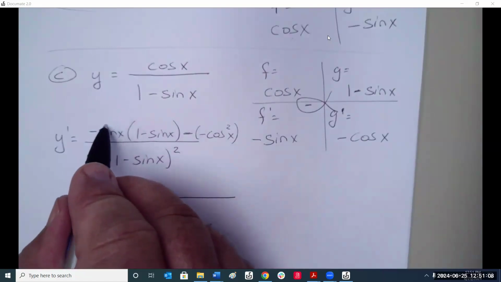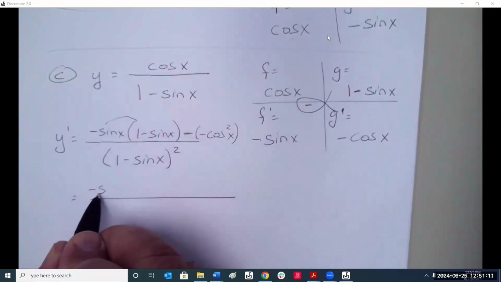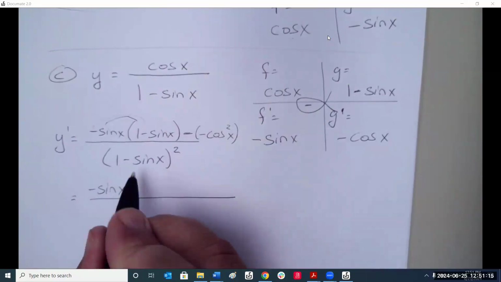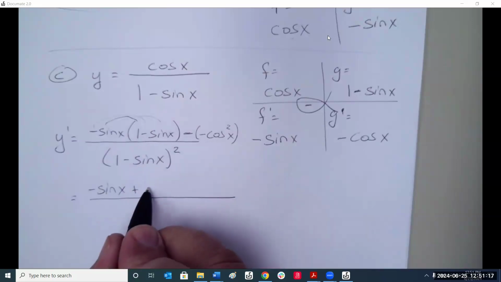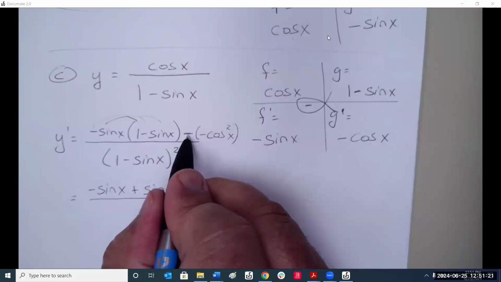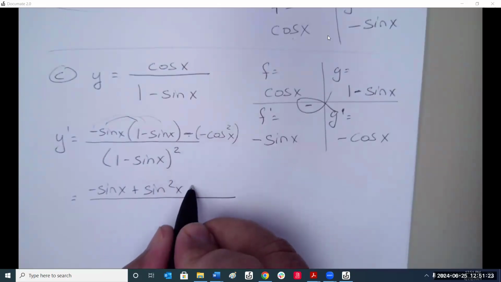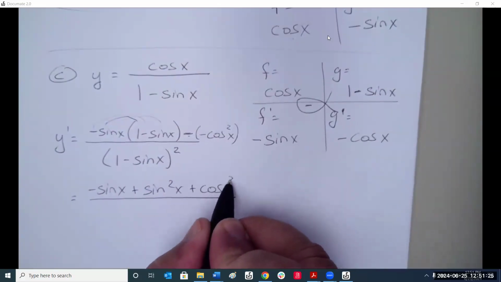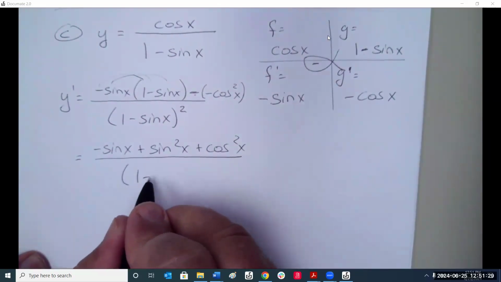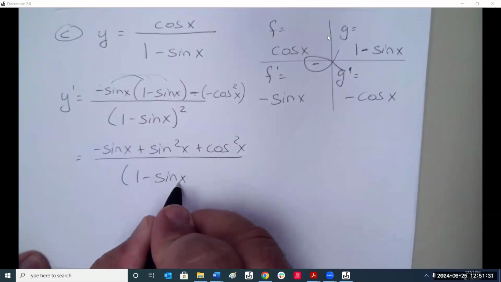Let's get rid of the parentheses. We have negative sine times 1 is negative sine x. Negative times negative is a positive. Sine x times sine x is sine squared x. Negative times negative is a positive. Cosine squared x over 1 minus sine x squared.